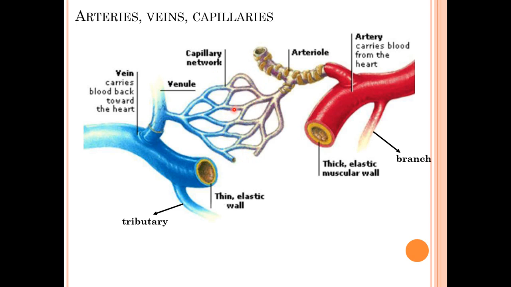They run between the cells. Meaning here there is a cell, here a cell, and here a cell, and they run between the cells. Their walls are very very thin, composed of one cell only. So they allow exchange of substances between the blood inside them and the cells. Here there will be an exchange of substances between the blood and the cells. They will give blood oxygen.